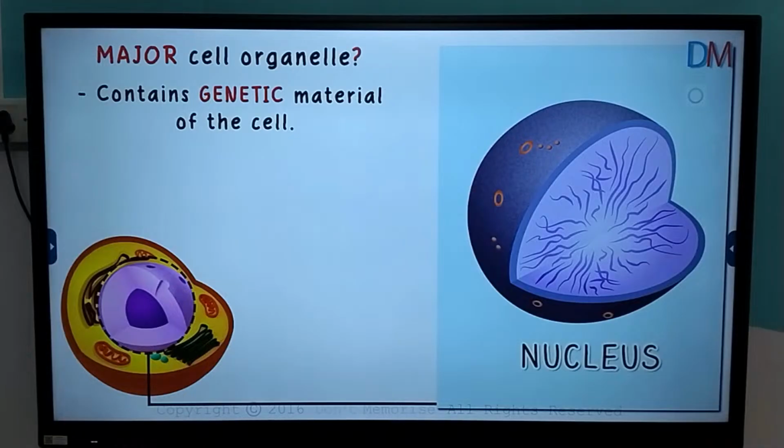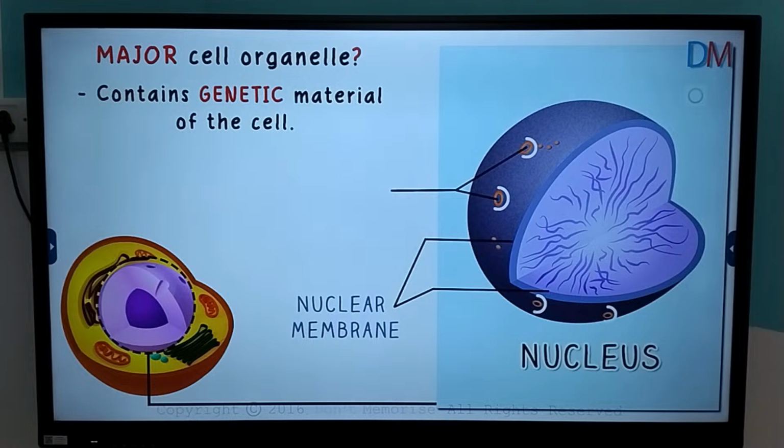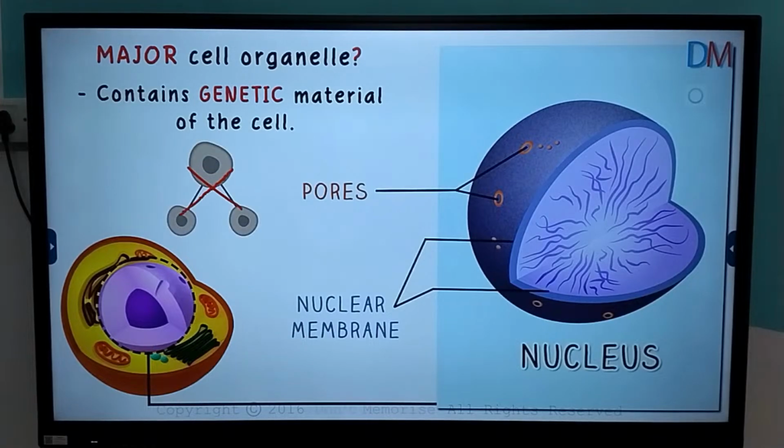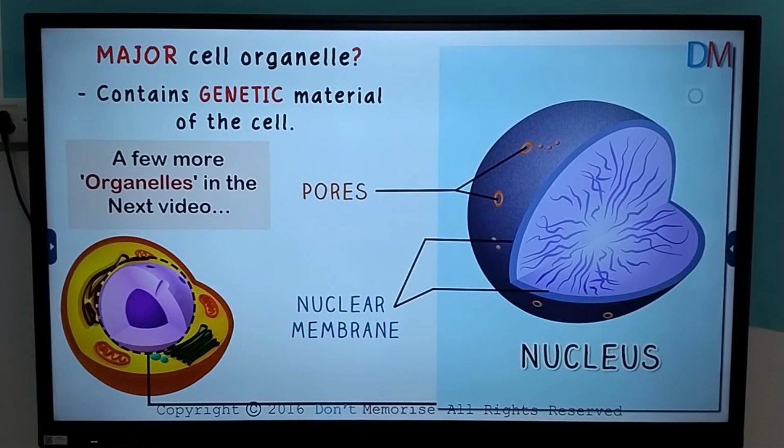The nucleus is also covered by a nuclear membrane. Can you see how many layers it is made up of? The nuclear membrane is made up of 2 layers. The membrane also has pores. What are these pores for? Do they have a specific purpose? Yes, they do. Without these pores, the material cannot move from the inside of the nucleus to the cytoplasm. Thus, the nucleus is a very complex organelle, and in its absence, a cell cannot undergo cellular reproduction. We will study a few more organelles in our next video.